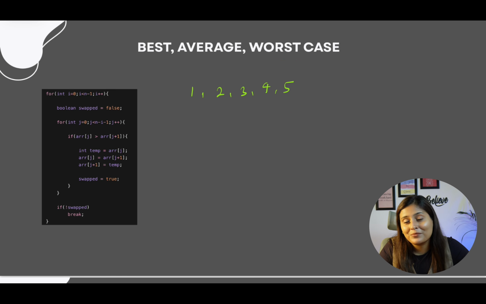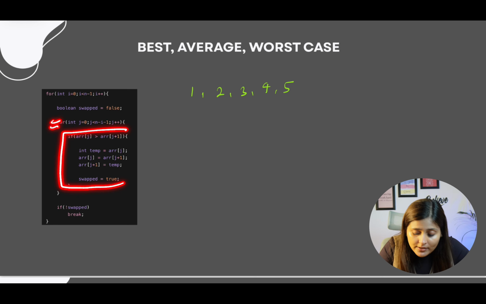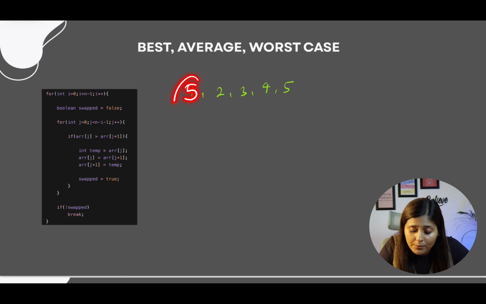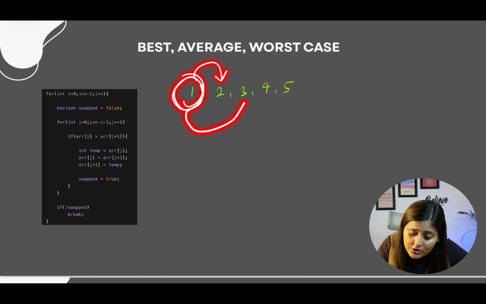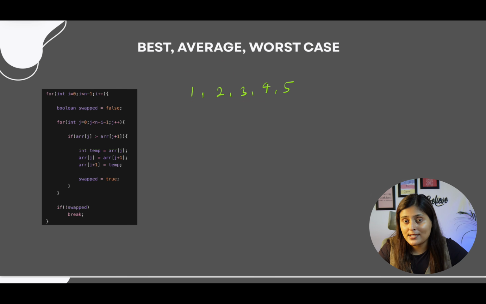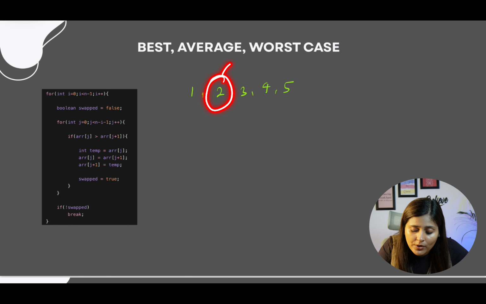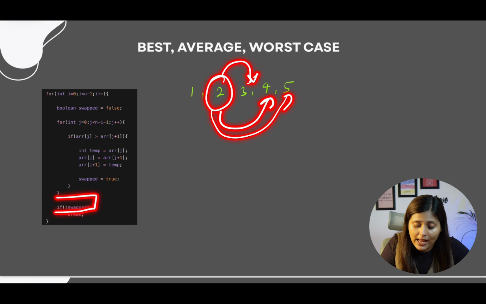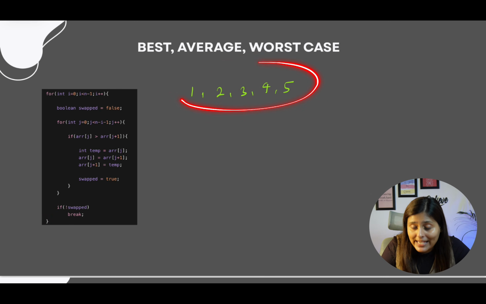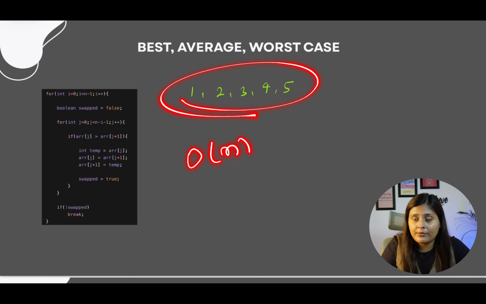But only O of n, not O of n square. Why? Because this inner for loop, we are running to move our 5 from here to here, correct? But in this case, when you have not found 1 greater than 2, you have not compared 1 with 3, 4, 5 also. Similarly for 2, when you compared with 3, it was smaller, so you have not compared 2 with 4, 5 also because of this swapped flag. So in the best case, the time complexity will be O of n.